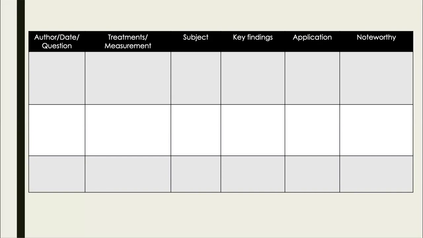So for example, you put the author and the question they're trying to address in the first column, and then you'll do a summary of their measures that they're looking at, the subjects, what they found, clinical applications, and then anything noteworthy about their test. And then you're going to do that for a couple articles just to kind of organize yourself and get a good understanding of what you're reading.